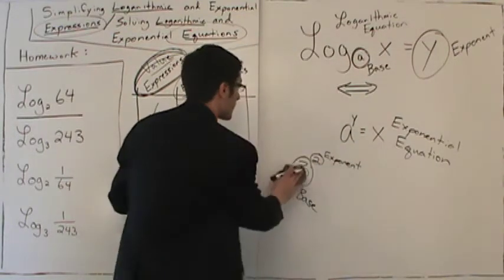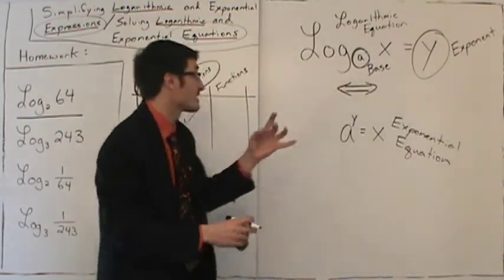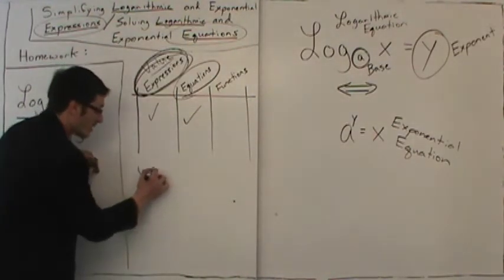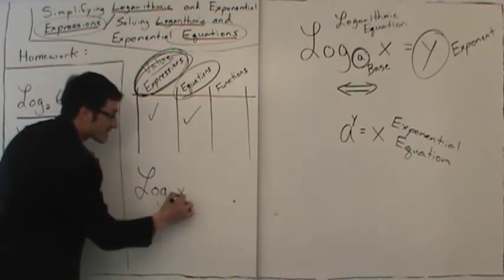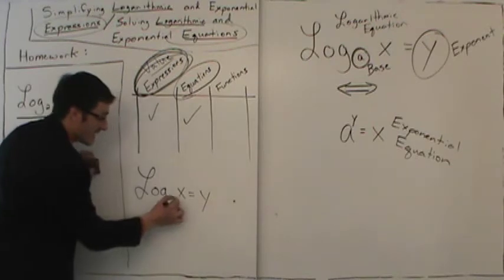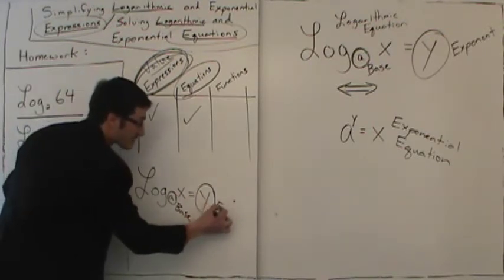All right, now, I'm going to rewrite this information over here. Don't worry, this looks complicated, but it's actually quite simple. Okay, so log base a of x is equal to y. Circle the a, which is the base. Circle y, which is your exponent.